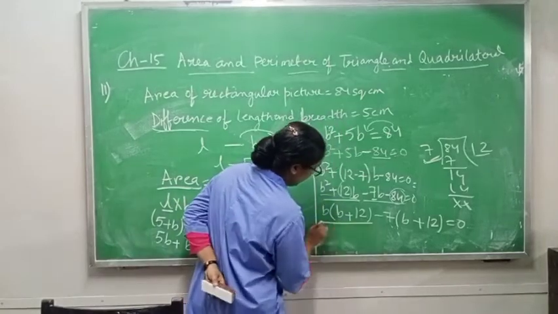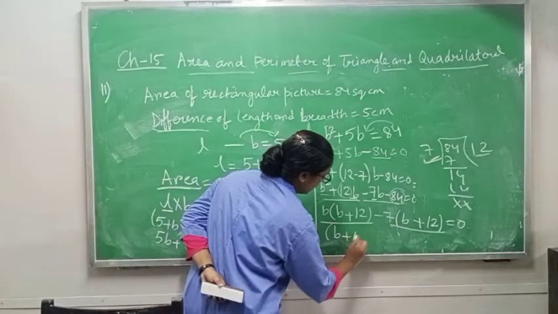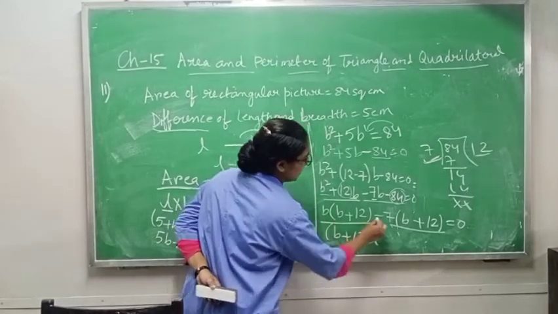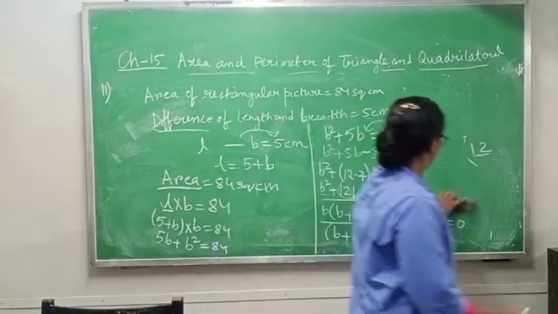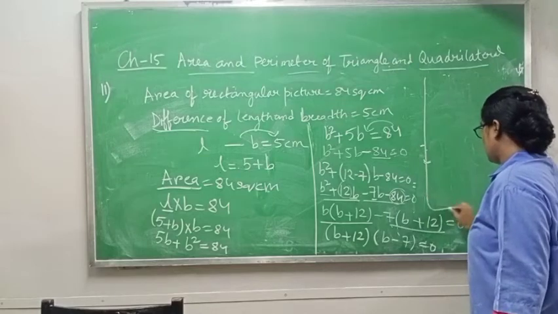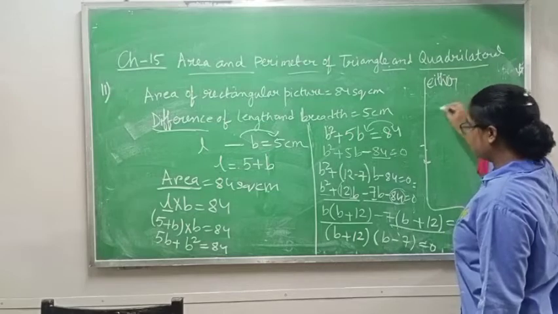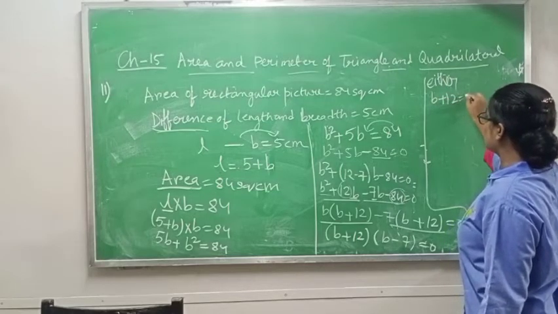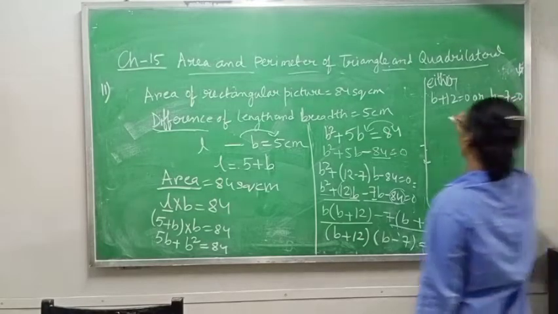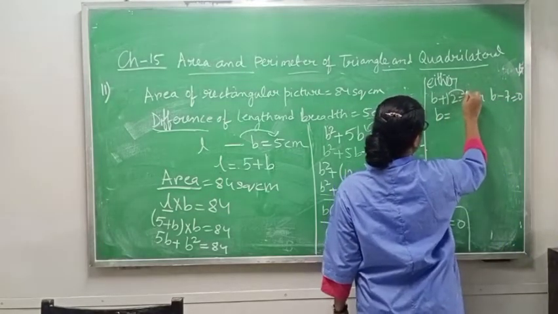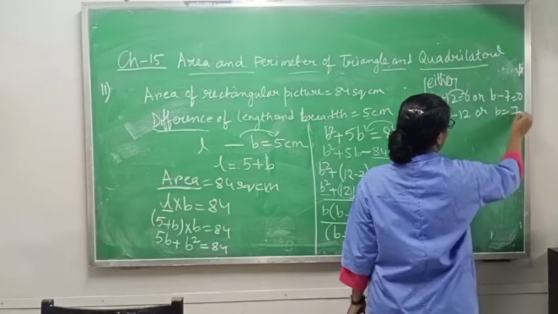Now class 9, you can see inside the bracket you have the same thing. You will write 1 time B plus 12, and what is left? B minus 7. So you will write B minus 7 equals to 0. Now you have to do either or. So you will write either B plus 12 equals to 0 or B minus 7 equals to 0. So from here, plus 12 will come this side, it will become B equals minus 12, or minus 7 will come this side, it will become plus 7.